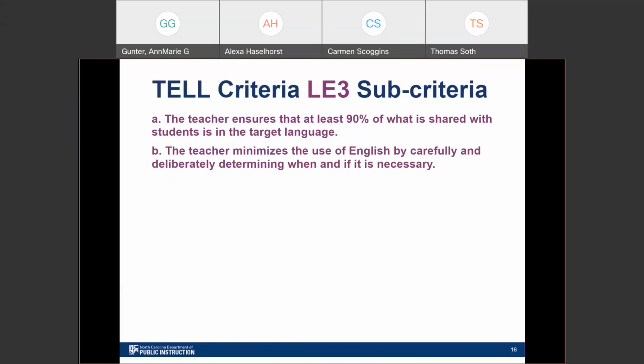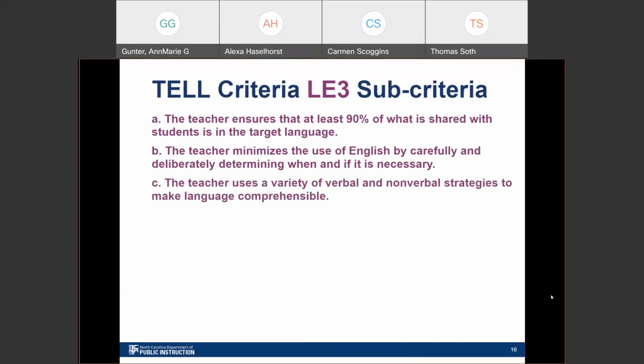Some world language teachers would say it might be necessary to use English in the case of an emergency. Maybe there's a fire drill or a fire alarm or something like that, and you want to switch to English quickly because of the nature of that. But again, one of the goals is to minimize the use of English by being very careful and deliberate about your planning and thinking of it.